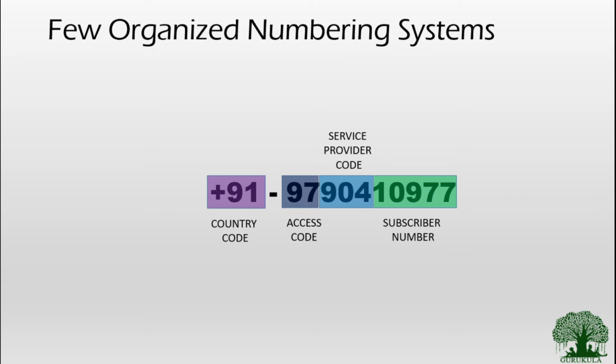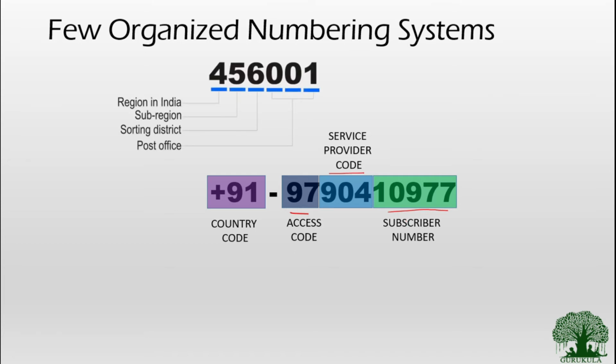Let us take an example of a number system which we already find organized. Here is an example of a telephone number, and you can see that each bit or group of bits has a different representation. The first digits, +91, represent the country code, and 97 represents the access code. The next three digits, 904, represent the service provider, and the last 5 digits represent the subscriber number. Similarly, when you take another example such as a pin code or zip code, you can see each and every bit has its own functionality.